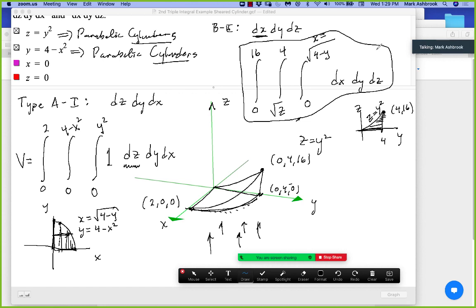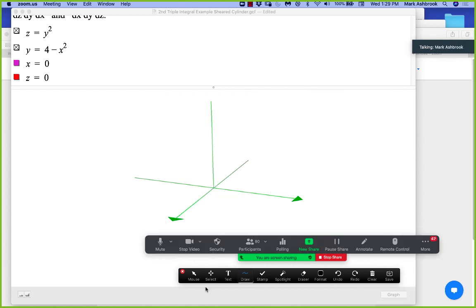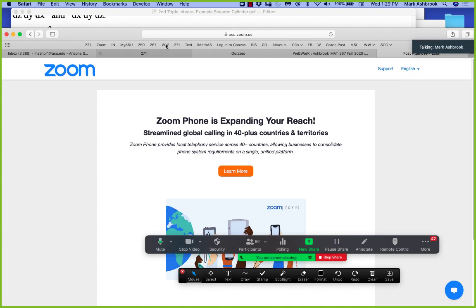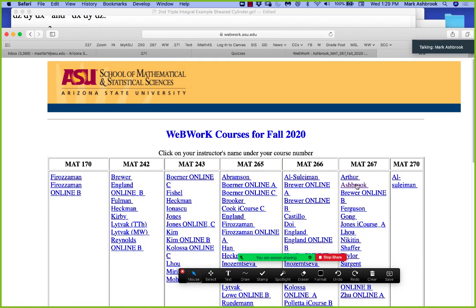Can I go on to the next one? Any questions on the A1 or the B2? Okay, new example. Just before we do the last example, let me show you in WebWork on number 1.